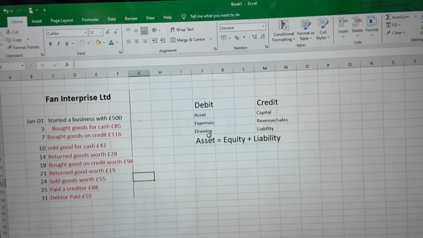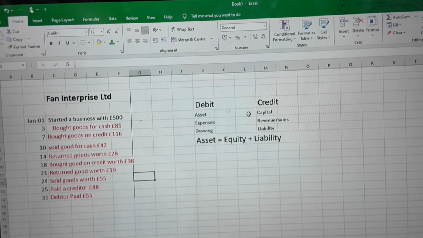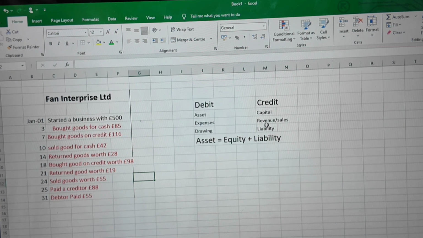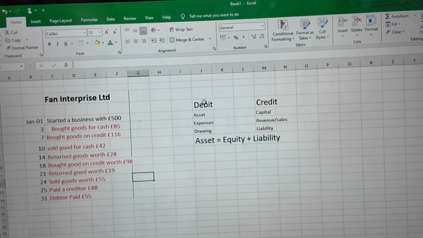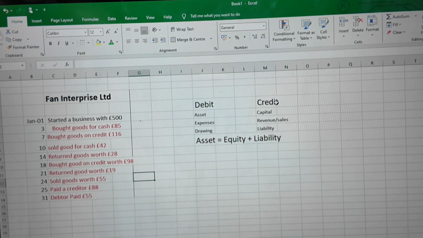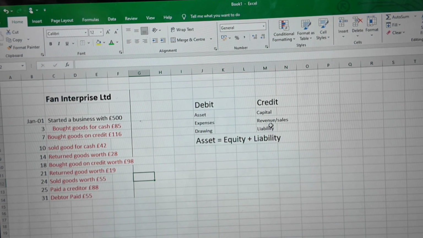And I've listed out what goes as a debit and what goes as a credit. As you've seen here, on the debit side we have assets, expenses and drawings. On the credit side we have capital, revenue, which is also called sales, and then liability.